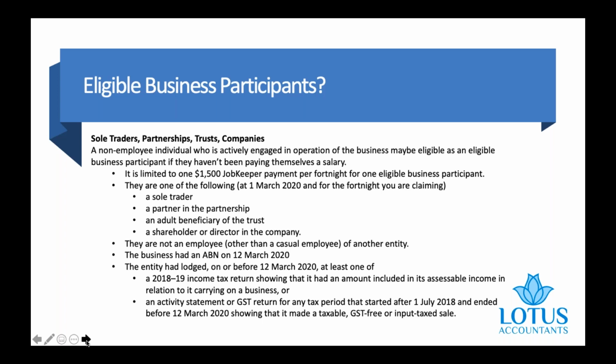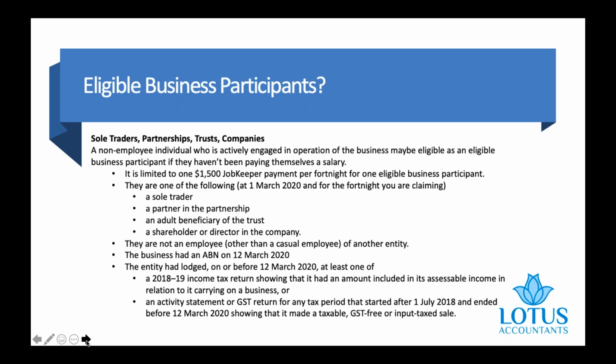So what is an eligible business participant? What's happened here is a lot of businesses, they don't pay the owners a salary. For example, when you own a company, it makes profits, you can pay yourself a dividend. If you have a trust, you can have a trust distribution, with a partnership you get the partnership income, and a sole trader, well, that income just goes to you, the profit. So in these instances, what the ATO have allowed is that one of those owners is able to receive an amount of money. So if it's a sole trader, that will go directly through to the sole trader.